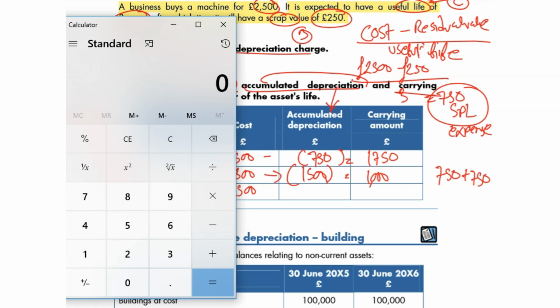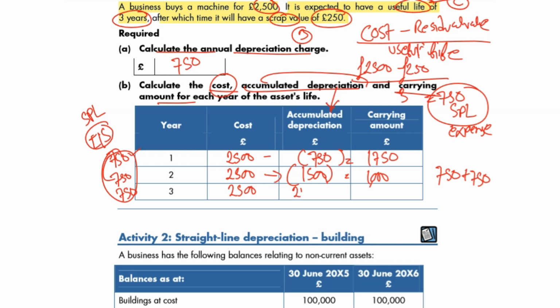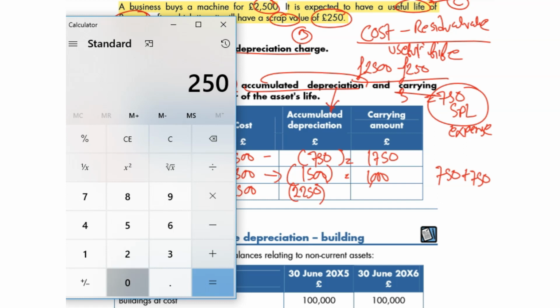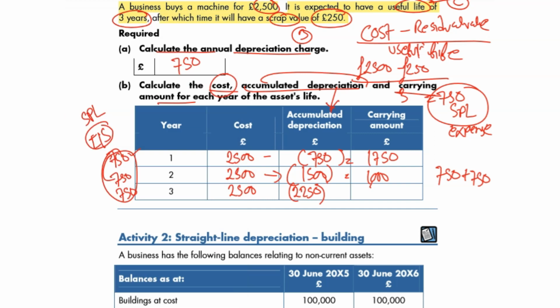1,500 plus 750, which is 2,250. 2,250 means all first year, second year and third year depreciation added together. So 2,500 minus 2,250 gives you 250 only. That is your carrying amount. That means at the end of year 3, the carrying value of your non-current asset would be £250, and that is basically your scrap value. That's the amount you can sell it for.